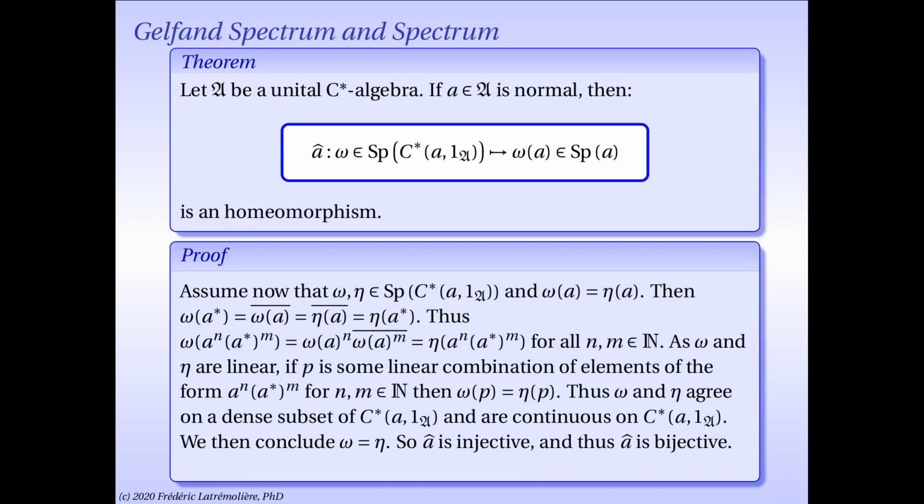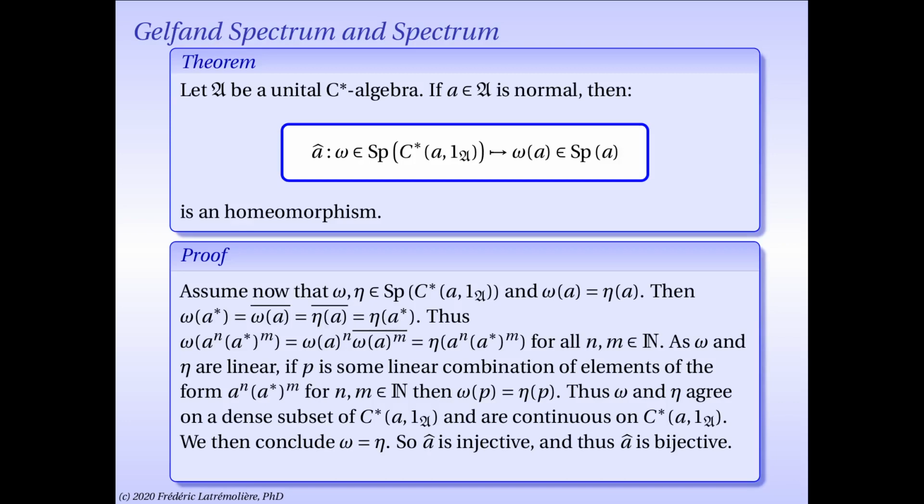So what's left to prove here is that the Gelfand transform of A, which we now know is continuous and surjective, is also injective. So let's prove that by taking two characters of the C-star algebra generated by A and the unit, which happen to agree at A. Let's call these two characters omega and eta. So omega of A equals eta of A. Since they're characters, they're star morphisms, so in particular omega of A star is the conjugate of omega of A, which by assumption is the conjugate of eta of A, which again, using the star morphism property, is eta of the adjoint of A.